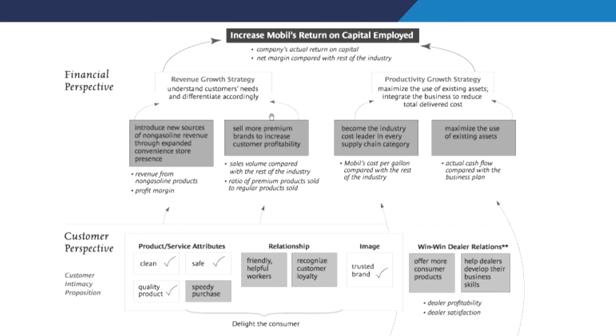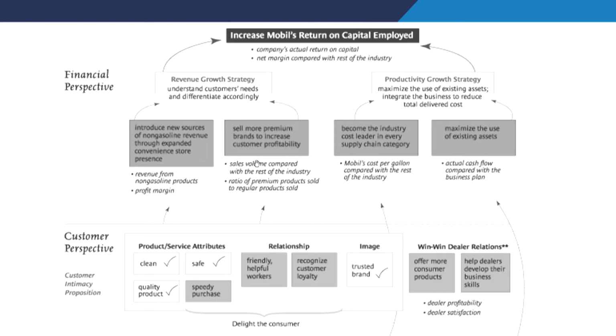Now coming to the other part, selling more premium brands. What was the measurement index? Sales volume compared with the rest of the industry, and the ratio of premium products sold to regular products sold. So these were the two metrics for these two measures.